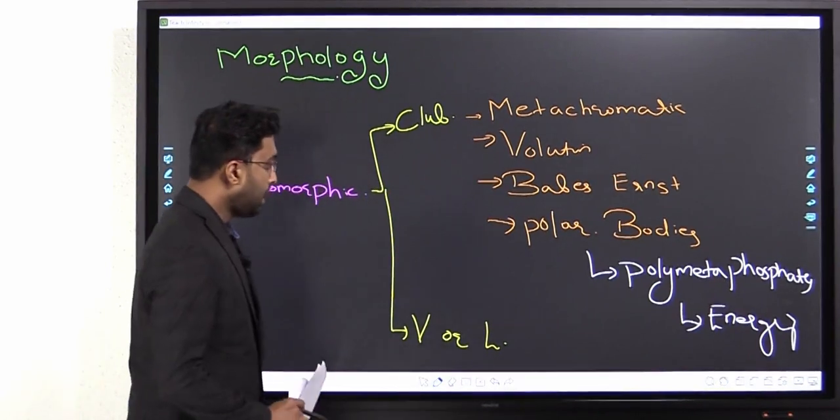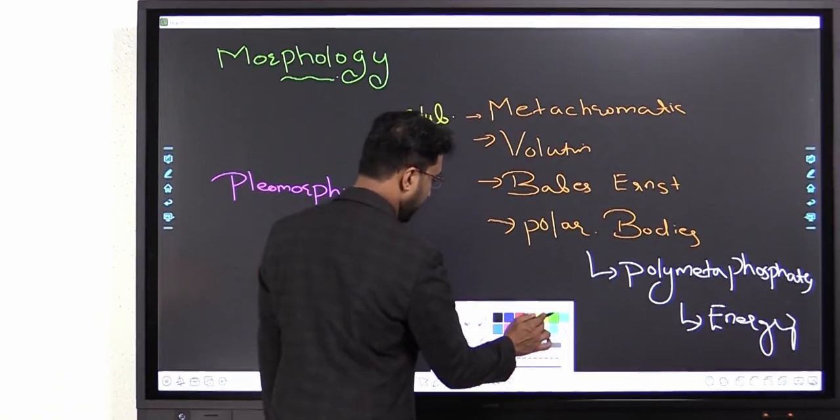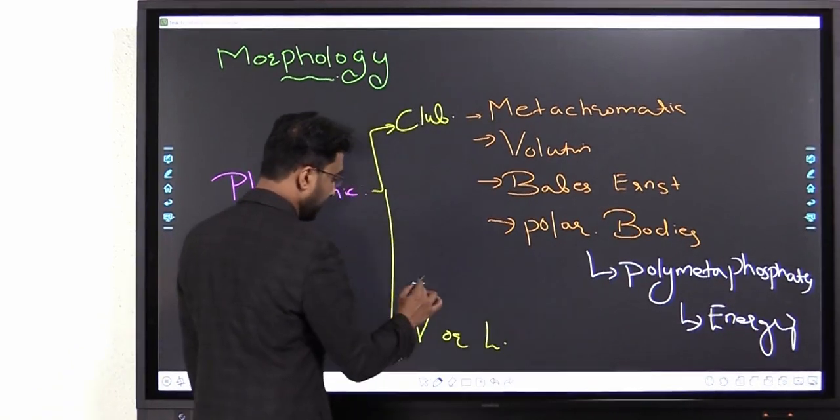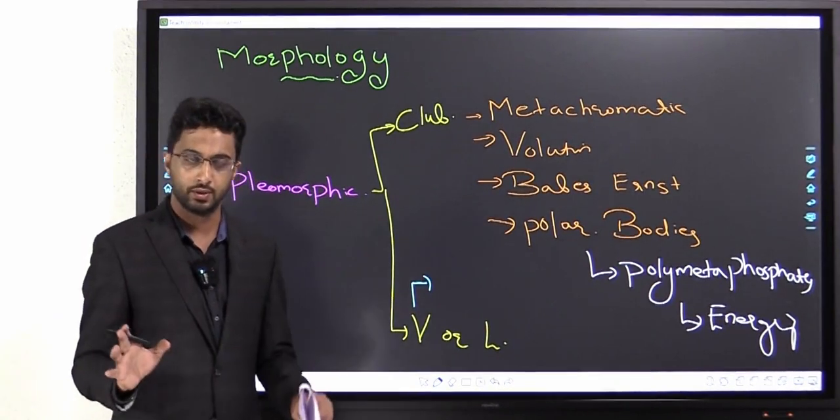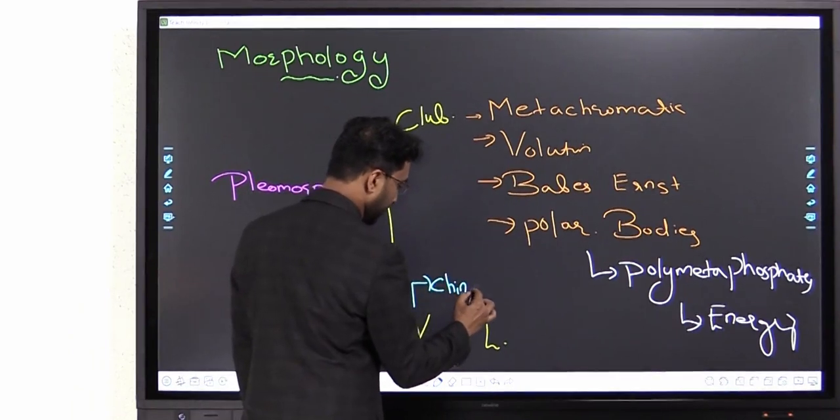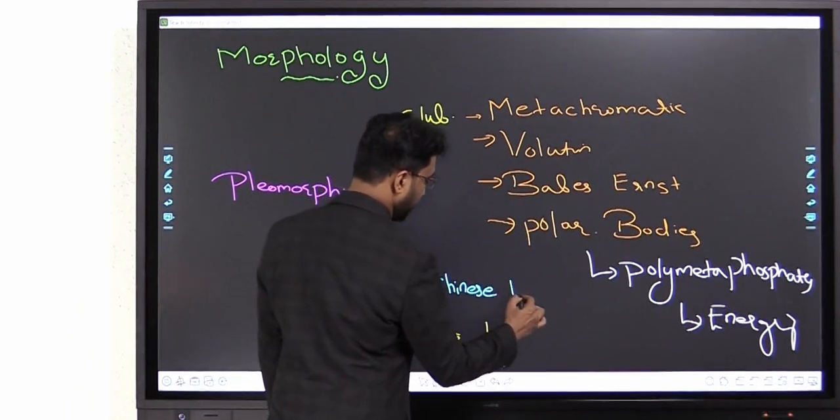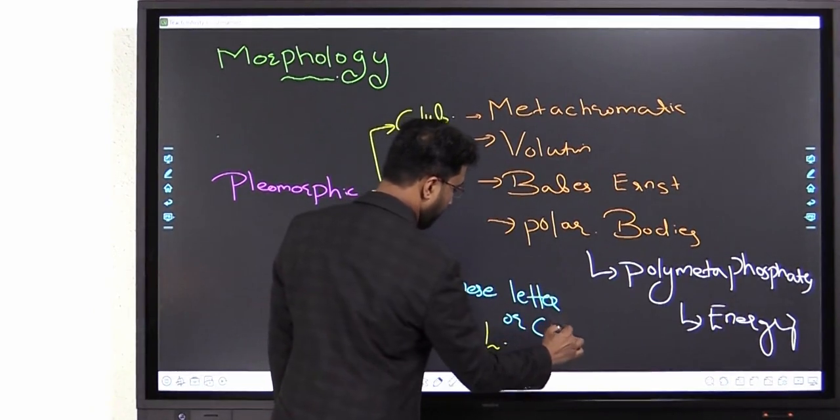Now, not over yet. If you come to the V or L pattern, it's because they are randomly arranged. It's called Chinese letter pattern. Chinese letters are randomly arranged. Chinese letter pattern or cuneiform arrangement.